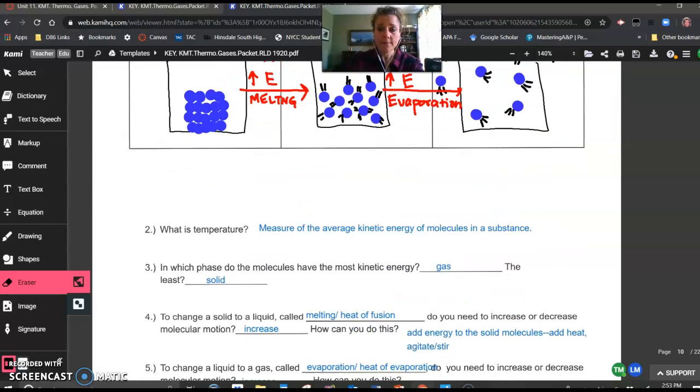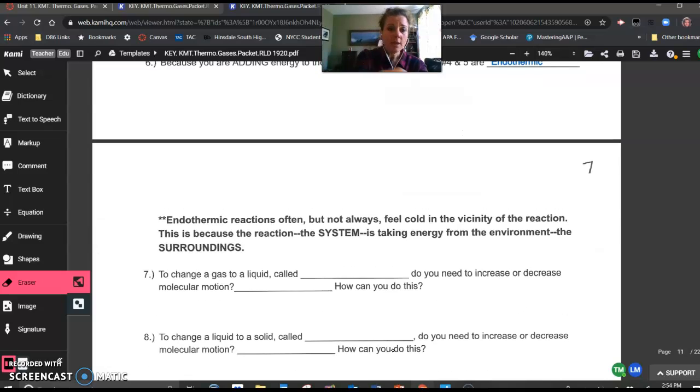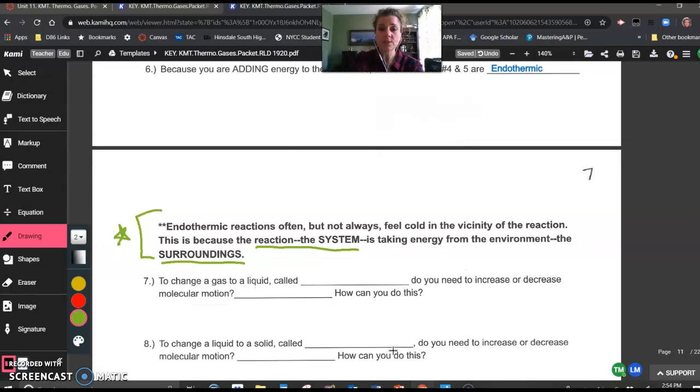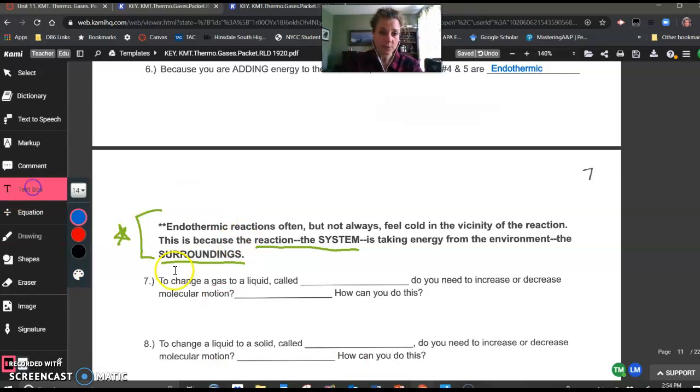And so if you flip down to the next page, what I was just explaining is exactly what this little paragraph is talking about. So the reaction or the molecules are called the system, while the environment is called the surroundings. So let's take a look in the opposite direction. So number 7 says to change a gas to a liquid, and this is called condensation. So why don't I just write that here since we're here? Condensation.